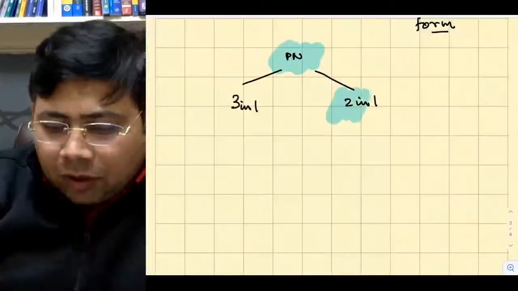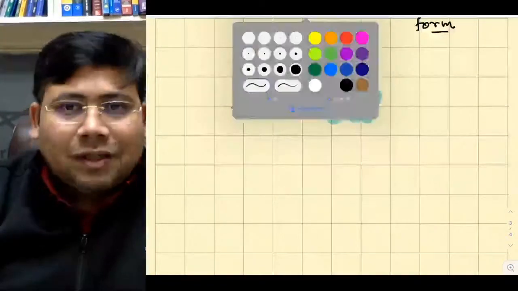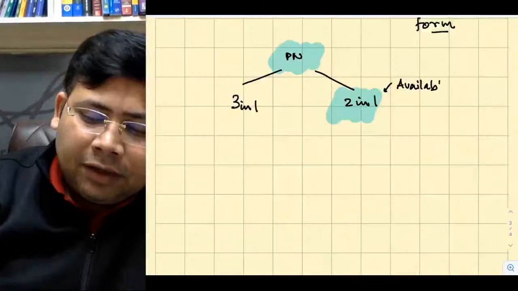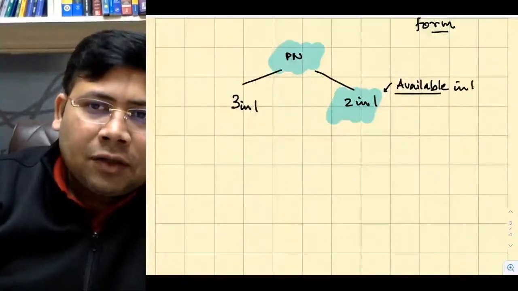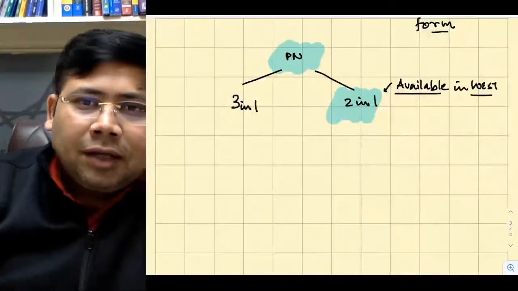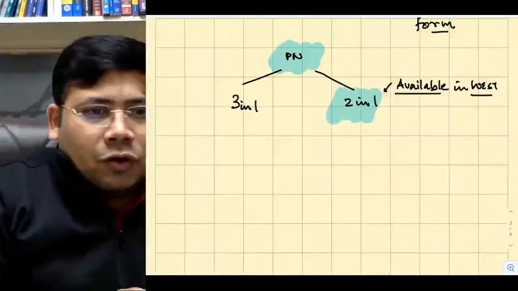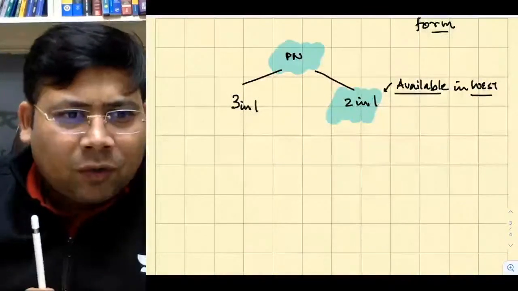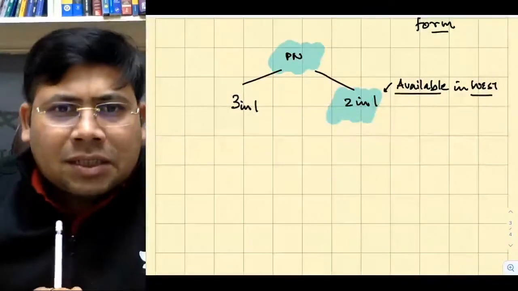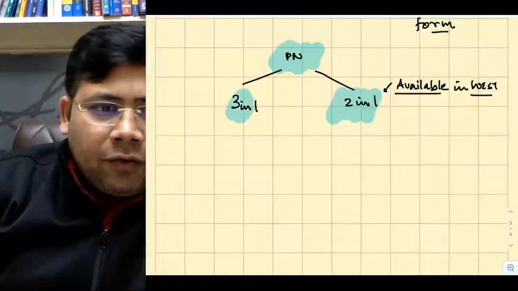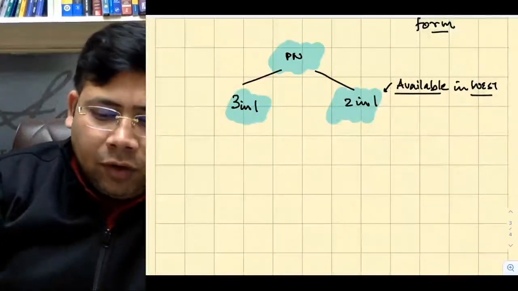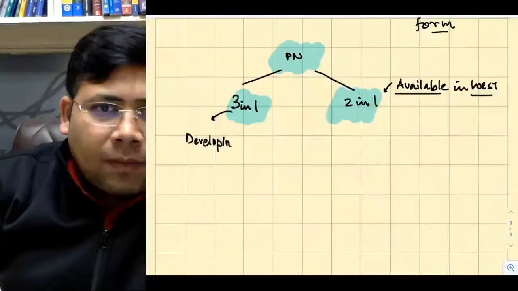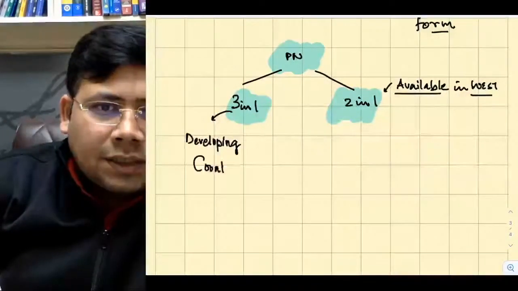But why am I not able to show you 2-in-1? Because 2-in-1 is not available in India. It is available in the West. The US manufactures TPN for both 3-in-1 and 2-in-1. Were you able to see that 3-in-1 chamber or not? 3-in-1 is available for developing countries. Is that clear or no?